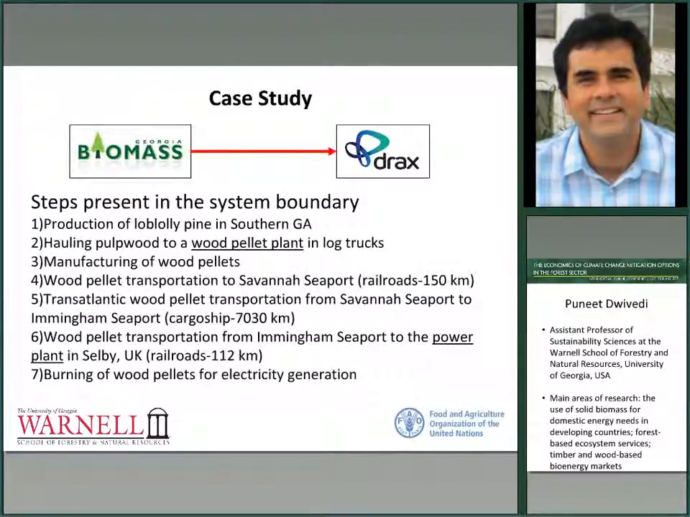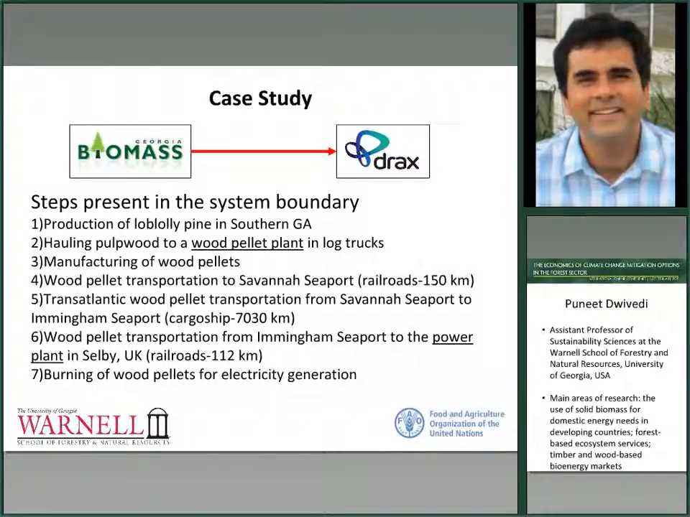In order to achieve the aforementioned objectives, I developed a case study which had 7 steps. First step was production of loblolly pine in southern Georgia, a very heavy timber producing region of this country. Second step was hauling pulpwood to the Georgia Biomass Wood Pellet Manufacturing Facility located at Waycross, Georgia, using log trucks. And just to let you know, Georgia Biomass produces 1 million tons of wood pellets each year, and all these wood pellets go to European countries for producing electricity.